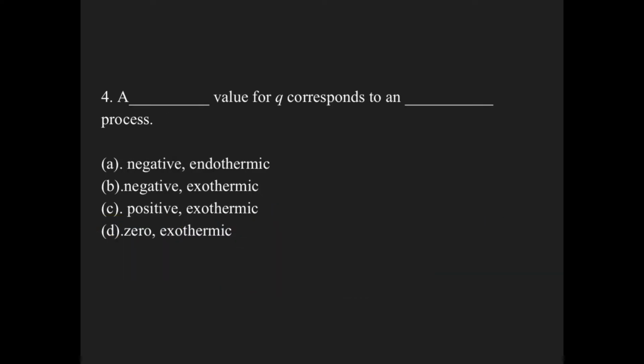What type of value for Q is what type of process? So we need a combination where it makes the whole statement true. Well, negative Q is not endothermic. Negative Q is exothermic. Positive is endothermic, and 0 is neither. So negative for Q equals an exothermic process.